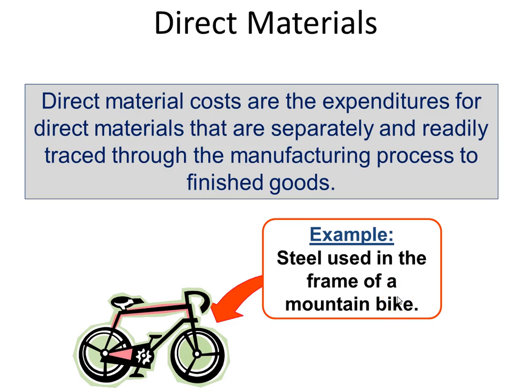Direct materials are materials that are used specifically in the product that you can trace. An example, again, they're using bicycles. It might be the steel or the handlebars, the seat, the pedals, the tires. These are the direct materials that are going into your finished good.